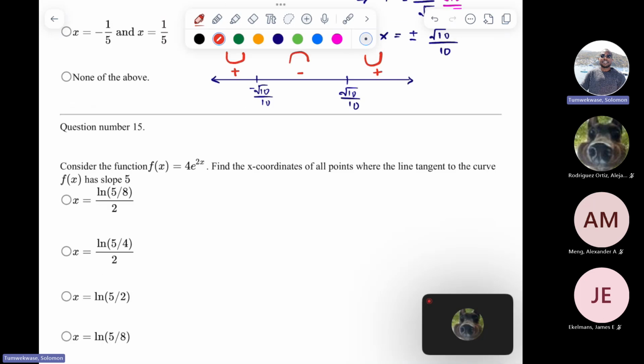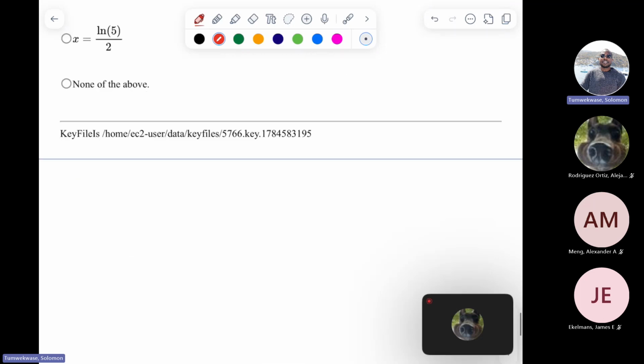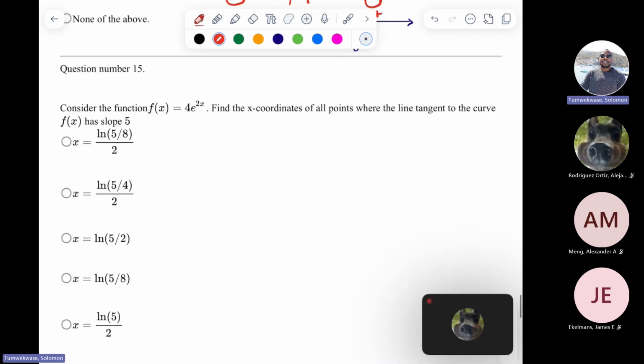Finally, question 15. We have that. So find the x coordinates of all points where the tangent to the curve has a slope that, yeah, so you just remember the slope is just the derivative of that. So they're saying, hey, find the derivative of that, which is 8 e to the 2x. I hope by now we all know how that comes. And then they are saying find the values of x for which this slope, this derivative is equal to 5. And this means 8 e to the 2x is equal to 5. So e to the 2x is equal to 5 over 8.